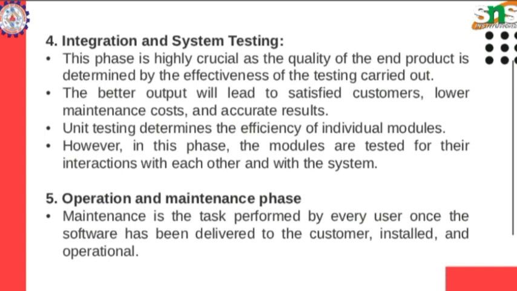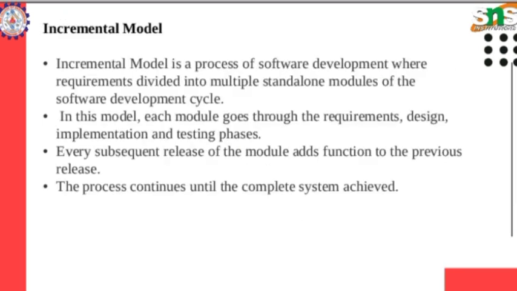And next is the incremental model. The incremental model is a process of software development where requirements are divided into multiple standalone modules of the software development. Here many modules are divided and then finally they are integrated. Every subsequent release of the modules adds function to the process. This is the incremental model. In this model, each phase is divided into many modules, and then finally they will be integrated.